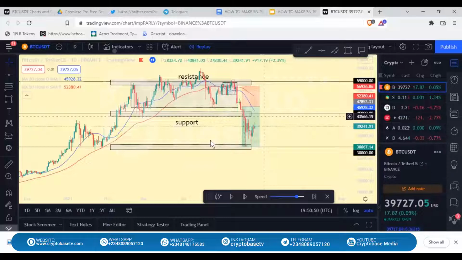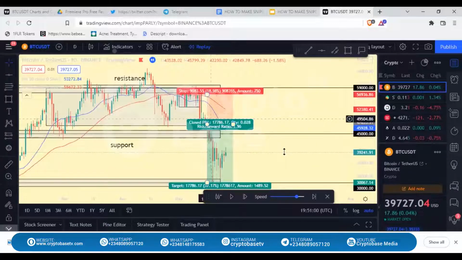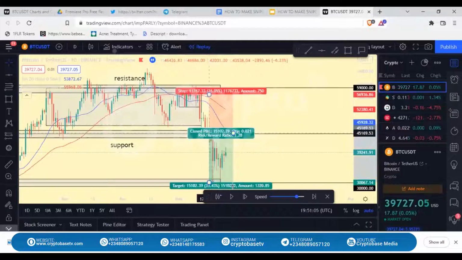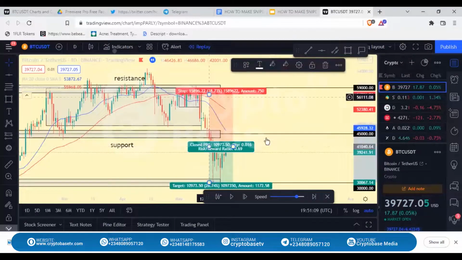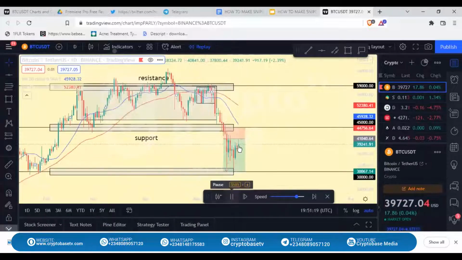So once you break even at that particular point, the price continues and it moves like that. But the most important thing is that once the price gets to this point, you've already taken your profit and then you are out of the trade. It's as simple as that, guys.